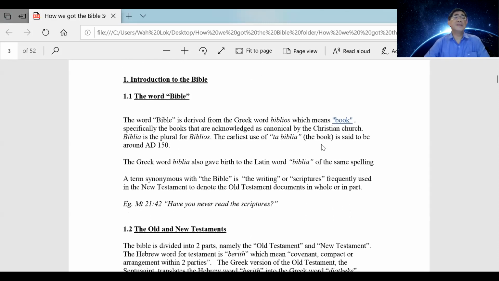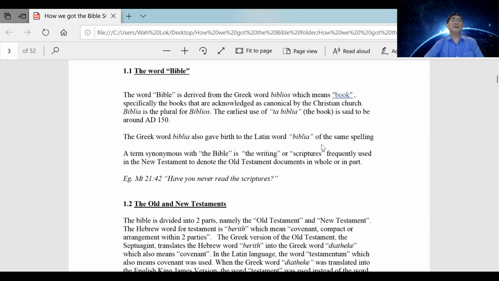I come to this first term, the Bible. The word Bible, as you read from your screen there, is derived from the Greek word biblios, which means book, and specifically the books that are acknowledged as canonical by the Christian Church. Biblia is the plural of biblios, and the earliest use of ta biblia, which is the books, is said to be around AD 150. So just remember that the word Bible in Greek means book.